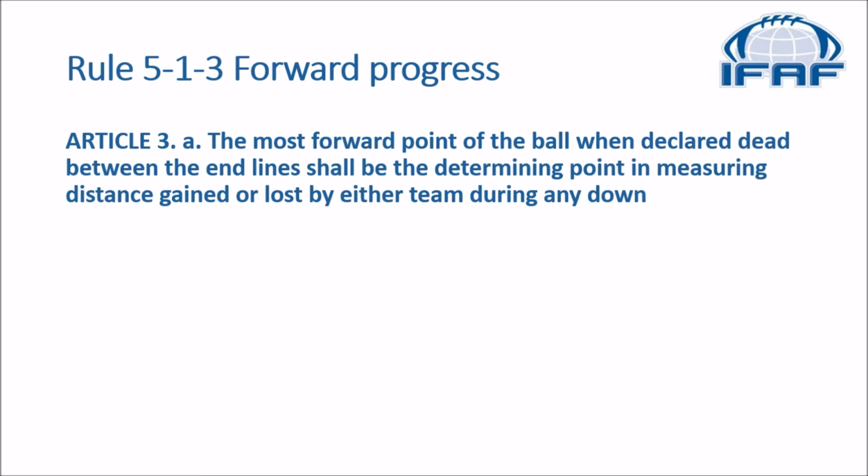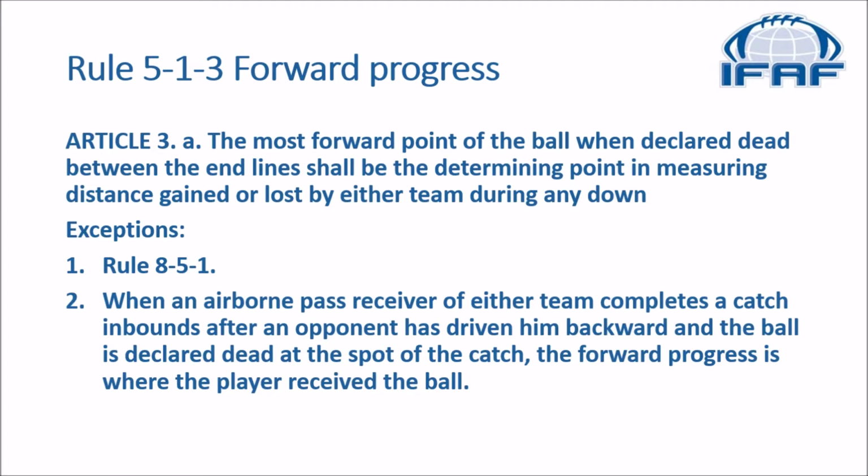In 513, forward progress, it says the most forward point of the ball when declared dead between the end lines shall be the determining point in measuring distance gained or lost by either team during a down. Exceptions. First one is Rule 851, which of course we all know deals with safeties. And the second one, when an airborne pass receiver of either team completes a catch inbounds after an opponent has driven him backwards and the ball is declared dead at the spot of the catch, the forward progress is where the player received the ball.